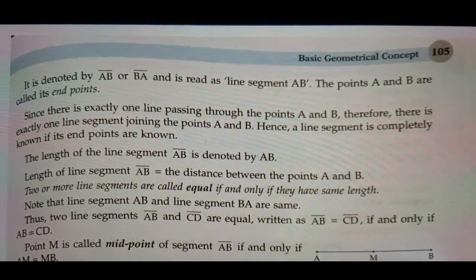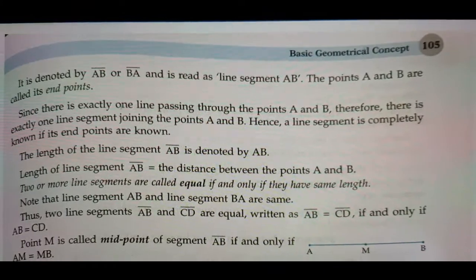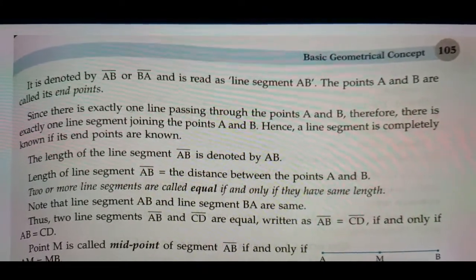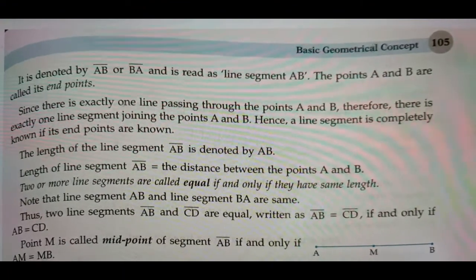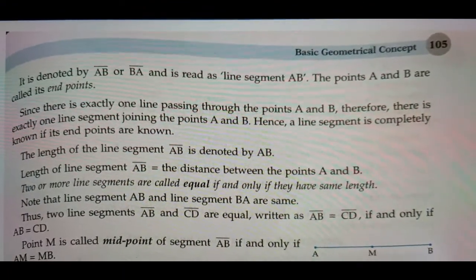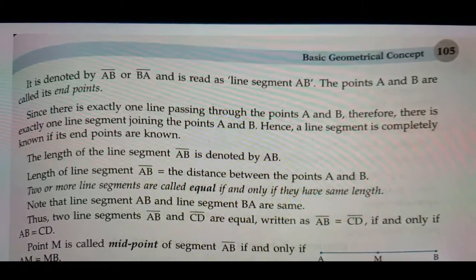How do you write it? Symbol-wise, line segment AB or BA. They are called the end points. So a line segment has two end points. They have a definite length. उनकी length क्या होती है? Definite length होती है. Okay, clear?